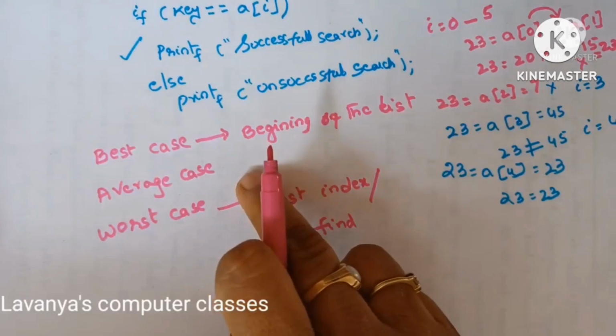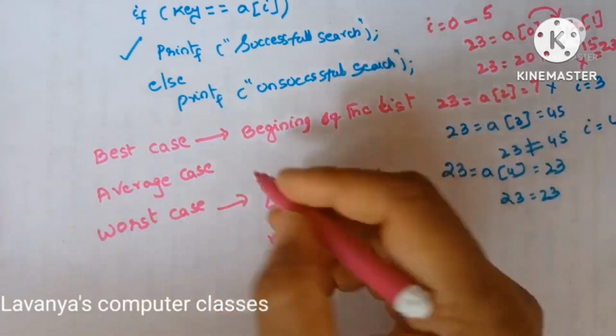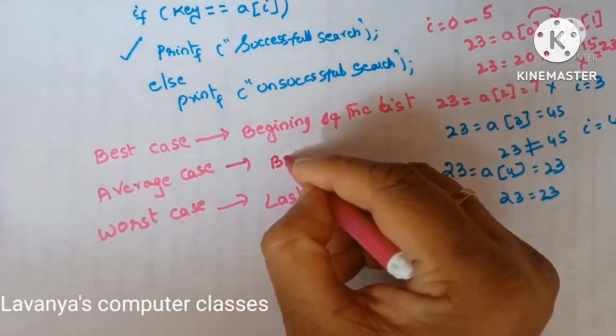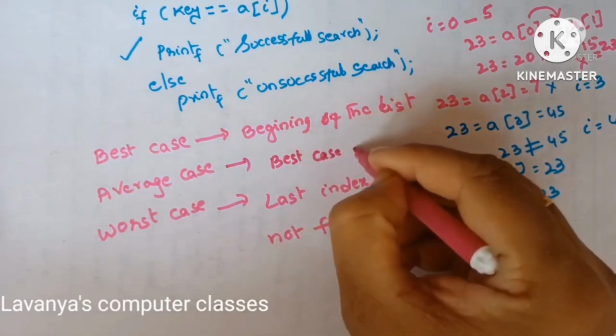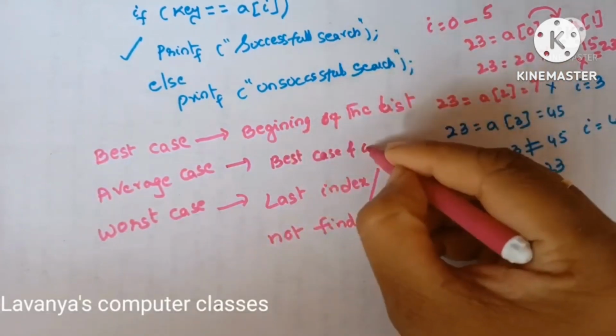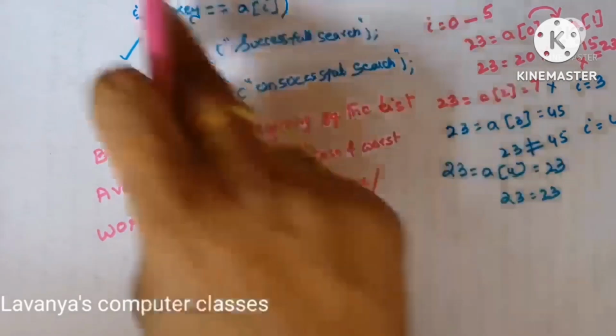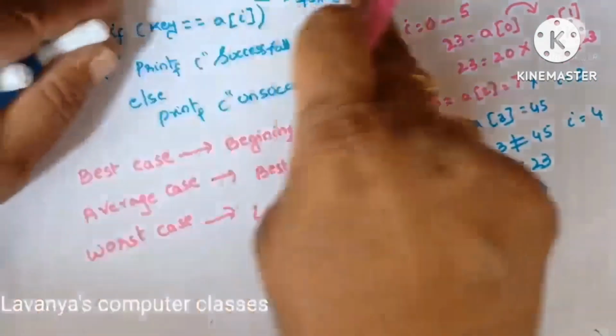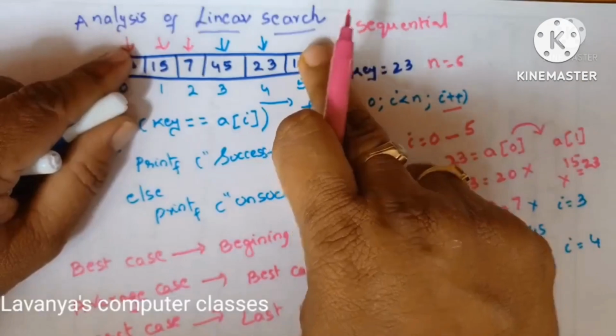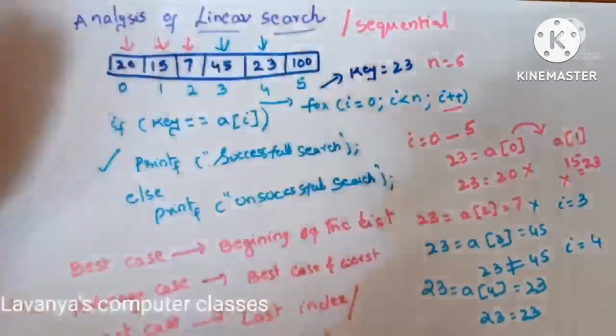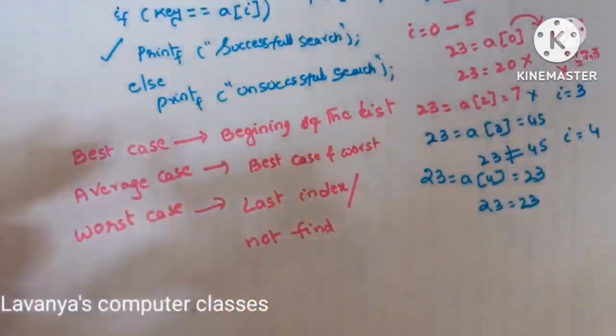Average case. Average case means it is between the best case and the worst case. That means the element is available anywhere, either not in the first position or not in the last position. It is available somewhere in the list. That is called the average case.